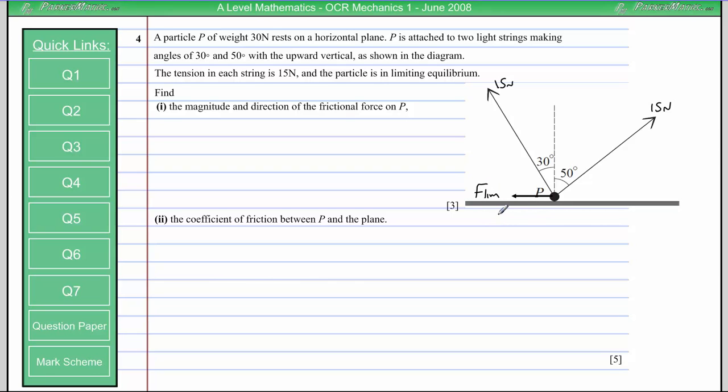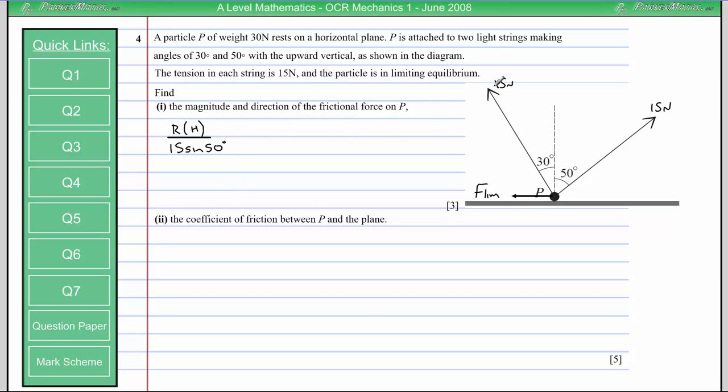To find out how large it is, we're going to write down a force equation for these three forces in the horizontal direction. So resolving horizontally, it's always a good idea to state which direction you're resolving in. The component of this 15 Newton force here in the horizontal direction is going to be 15 sine 50.